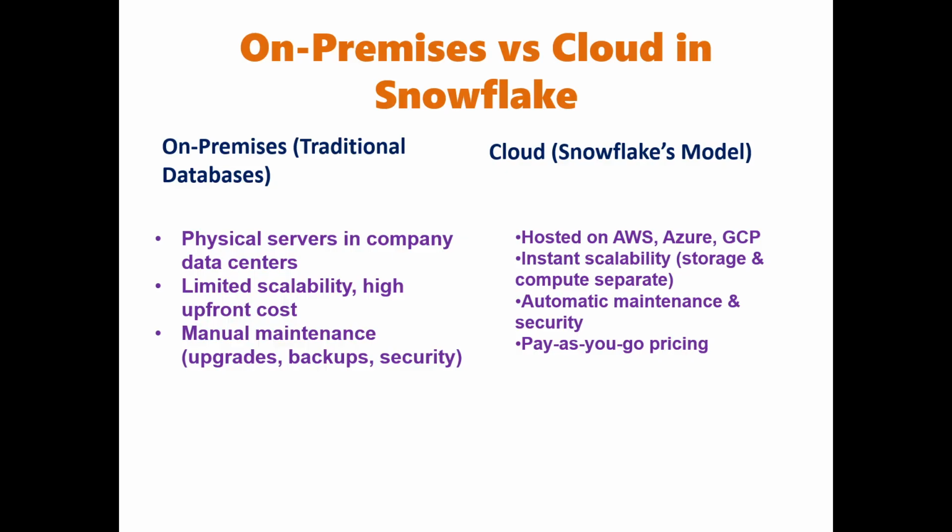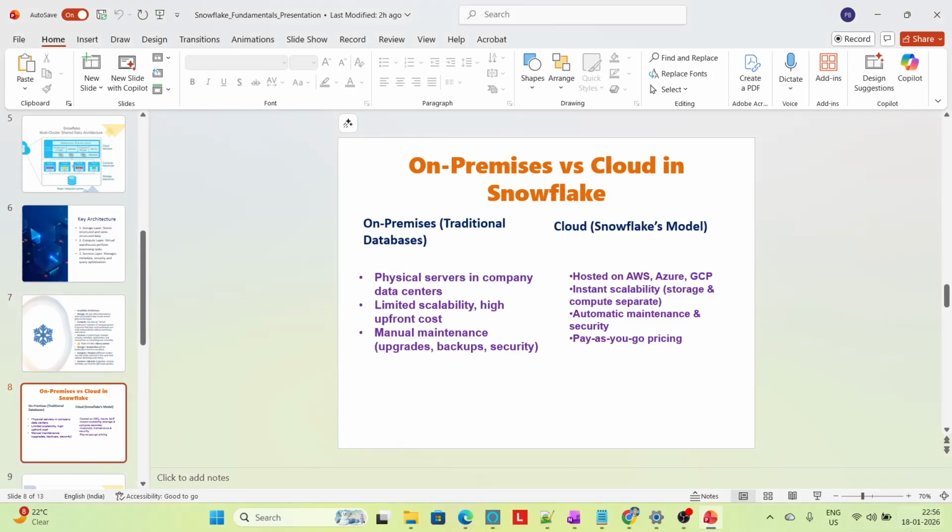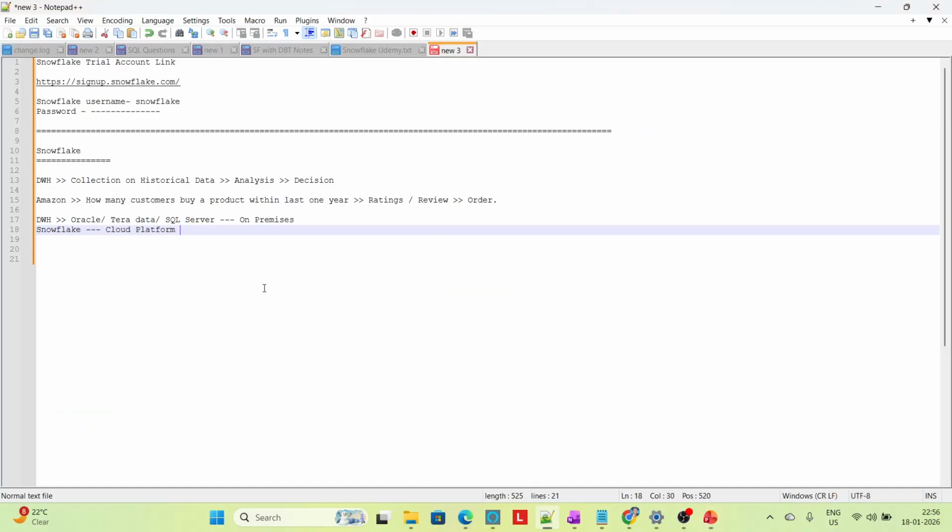On premises means traditional databases, that means physical servers in the company data center, limited scalability, high upfront cost. And cloud means it is hosted on a cloud platform like Azure, GCP, with a pay-as-you-go pricing model. These are the things. So I'll explain one thing.